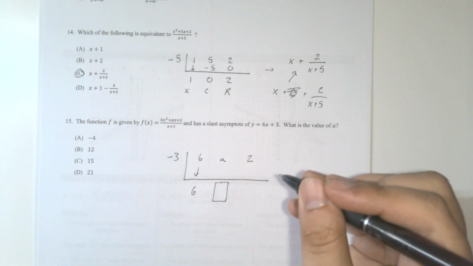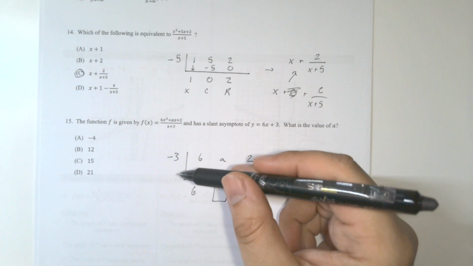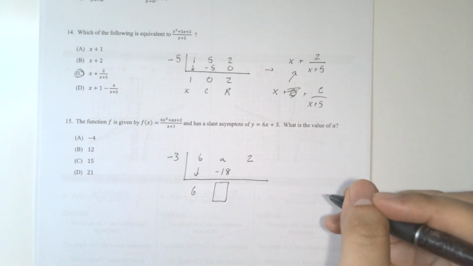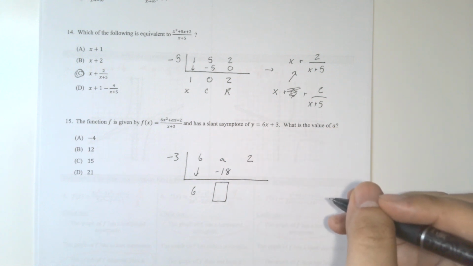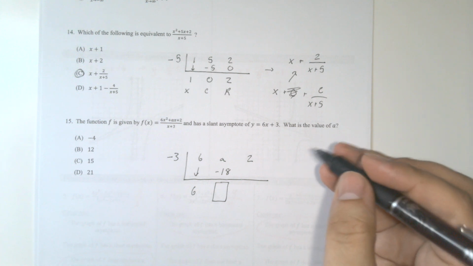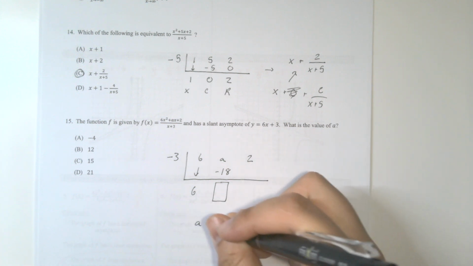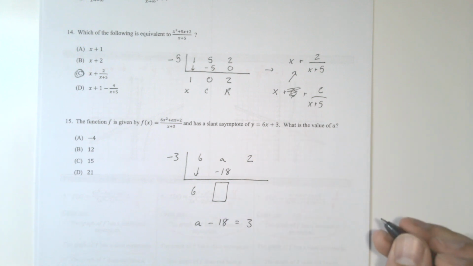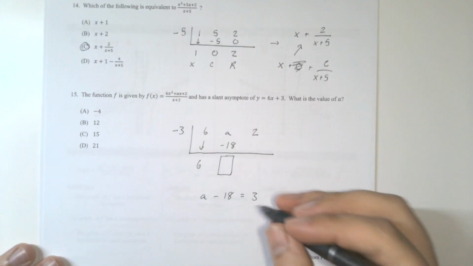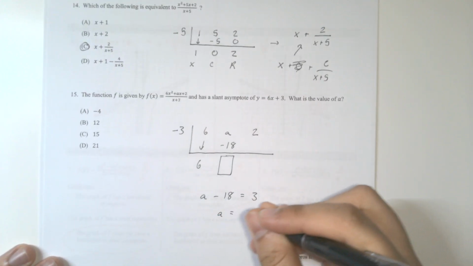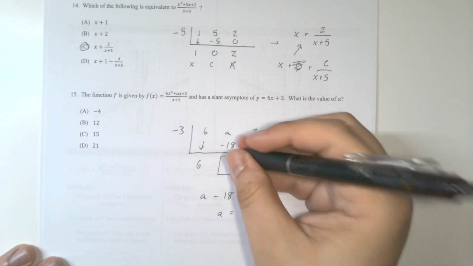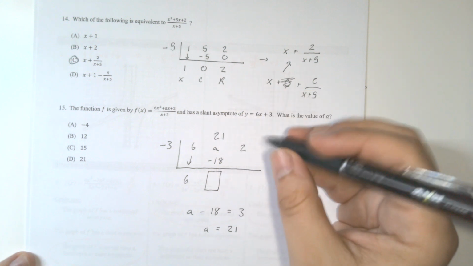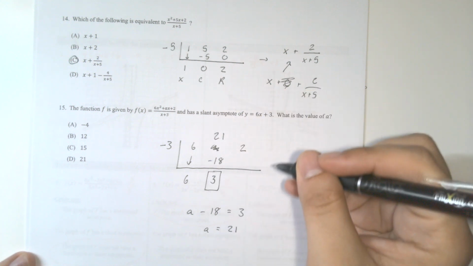So let's see what value would make that happen. First, we bring down this. We have a 6. We have negative 3 times 6 is -18. And then what number, a minus 18, is going to give us a 3 right there? Well, that would mean that if we add 18 to both sides, a has to be equal to 21. So if we swap out 21 there for a, notice this would be a 3.